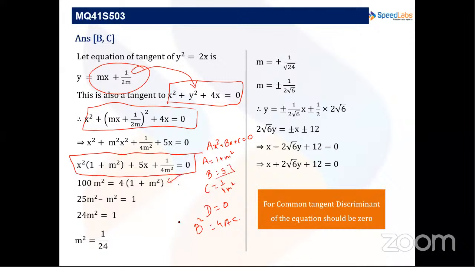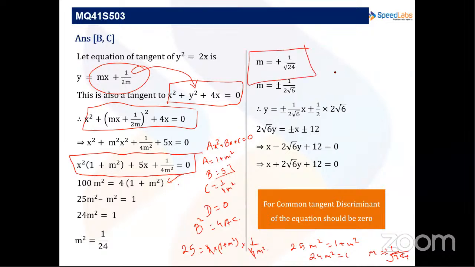On substituting that, we will get 25 equals 4 times (1 plus m square) times 1 upon 4m square. So this will cancel out and we will get 25m square equals 1 plus m square. So 24m square equals 1. So m will be plus and minus 1 upon root 24. First we take m equals plus 1 by root 24, then you will get 1 upon 2 root 6. Then we take m equals minus 1 upon root 24, and on substituting, you will get minus 1 upon 2 root 6.